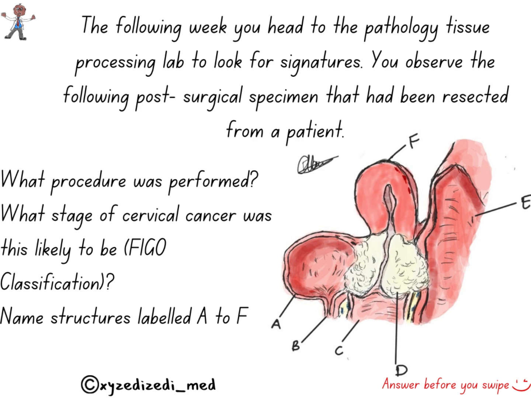The following week, you head to the pathology tissue processing lab to look for signatures. You observe the following post-surgical specimen that had been resected from a patient. What procedure was performed? What stage of cervical cancer was this likely to be? FIGO classification. Name structures labeled A to F.